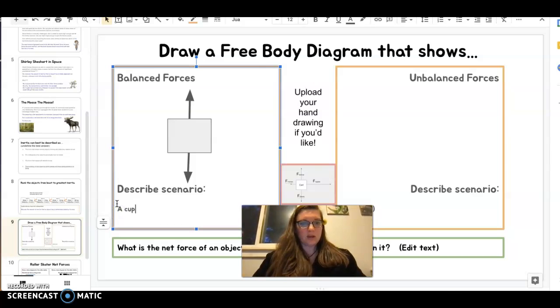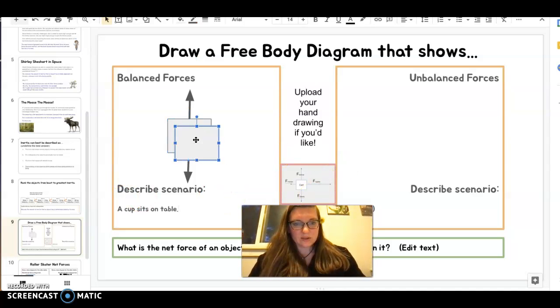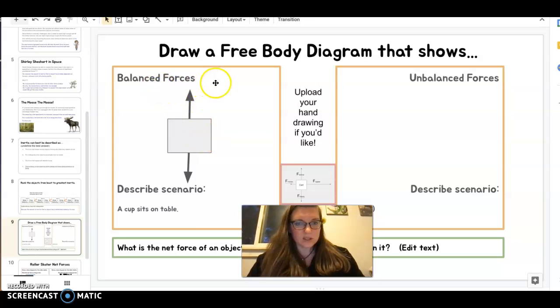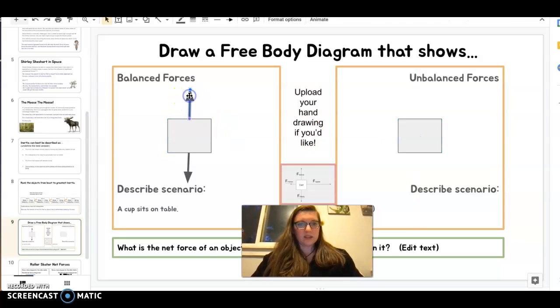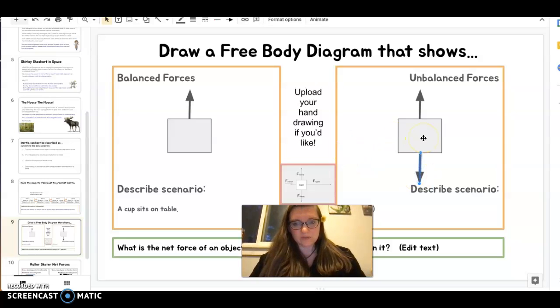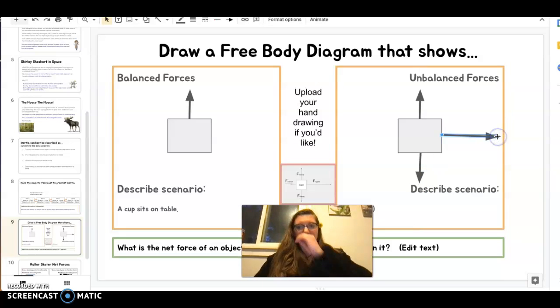So a cup sits on a table. Nothing is happening to it. Okay, so then actually let's draw this whole situation. I guess I'll have to copy bit by bit. Okay, so then we have this cup that is sitting on the table, and there's still the same amount of normal force. There's still the same amount of gravity. But in this situation, there is an applied force that is pushing it this way off the table. And I'm going to make that applied force pretty long.